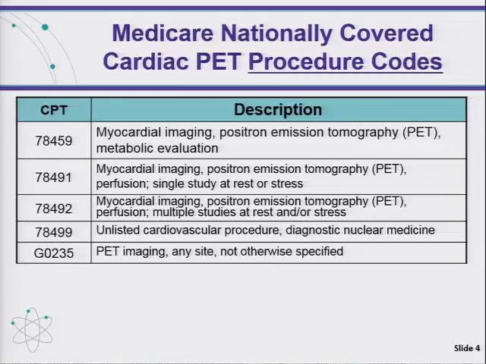Tip number two, code 78499 can be used for procedures that don't have their own code. So when you hear some of these speakers talking about flow reserve, or wall motion and ejection fraction for cardiac PET, those do not have their own CPT codes.